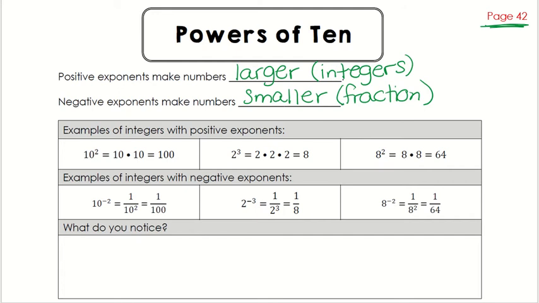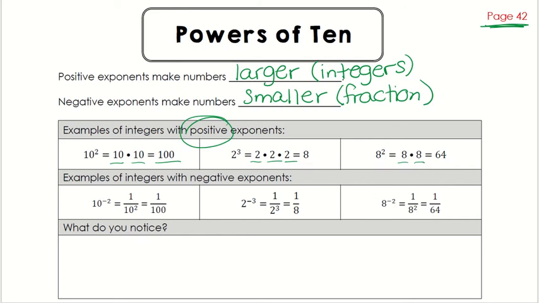We have 10 squared. Keeping in mind what we just learned about exponents, that just means 10 times 10, which is 100. Now we have 2 cubed, meaning 2 times 2 times 2, which equals 8. And we have 8 squared, which just means 8 times 8, which equals 64. So you'll notice that it went from 10 squared to 100. Your number got larger because your exponent was positive.